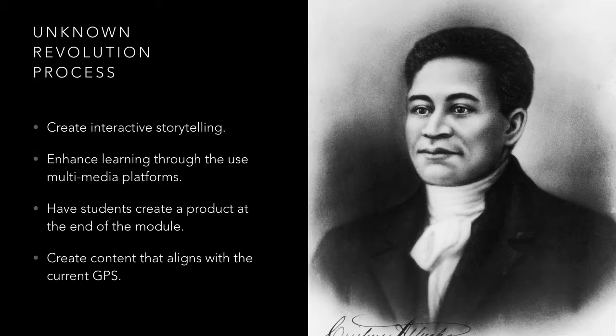And then finally, I want to create content that aligns with the current Georgia performance standards. It's a little difficult because the performance standard specifically about the American Revolution only focuses on the key characters of the revolution. You know, Thomas Jefferson, John Adams, George Washington, John Hancock, those kind of names. However, I think I can align it with the current standard.